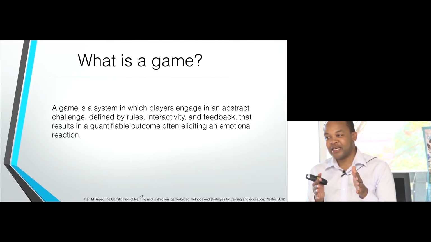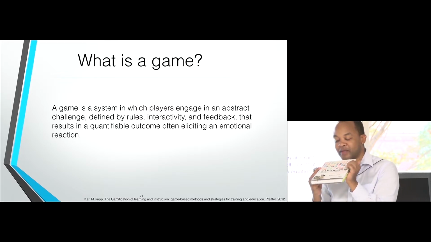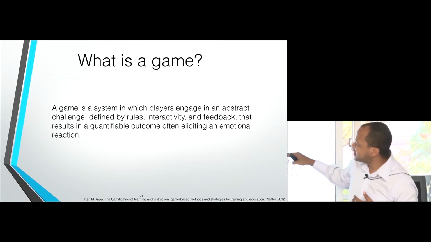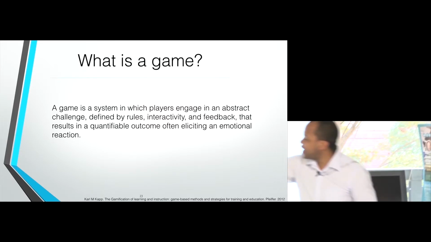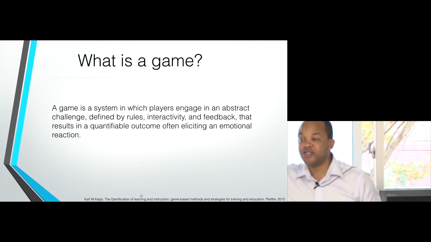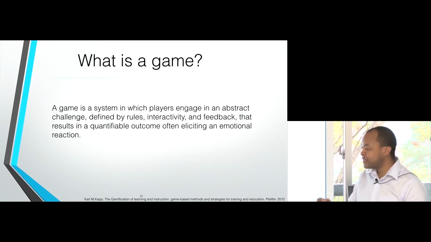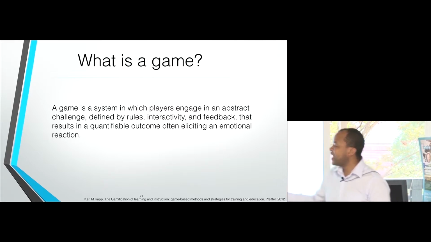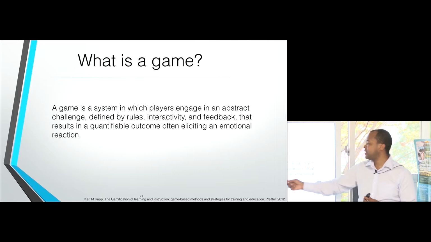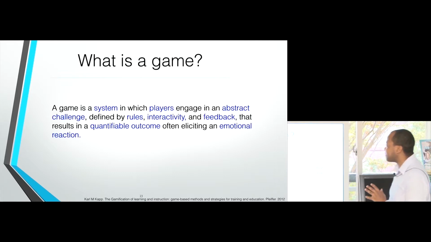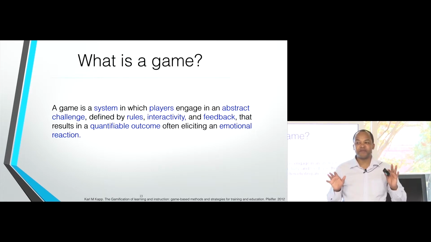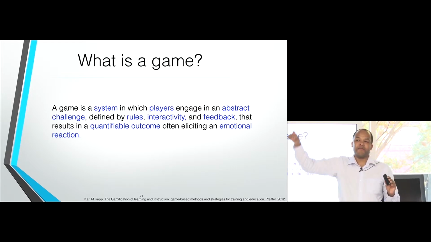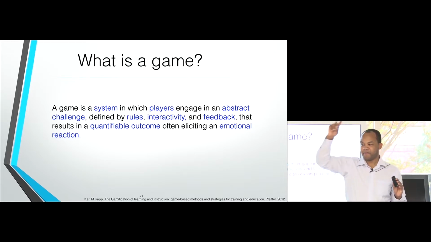Interesting. We'll touch a little bit on that. Okay, so to really understand gamification, Professor Karp thinks that it's nice to first start by defining what a game is. So he defines a game as a system in which players engage in an abstract challenge, defined by rules, interactivity, and feedback, that results in a quantifiable outcome, often eliciting an emotional reaction. So a key word we can pick from this definition is that a game is a system. This is very important, the first part. All parts of the game should be connected.